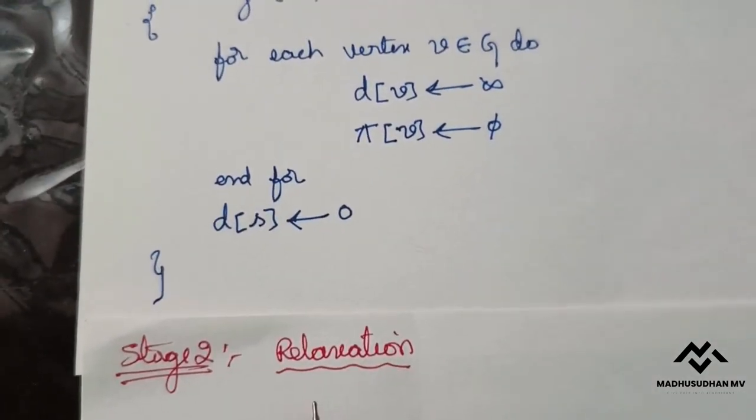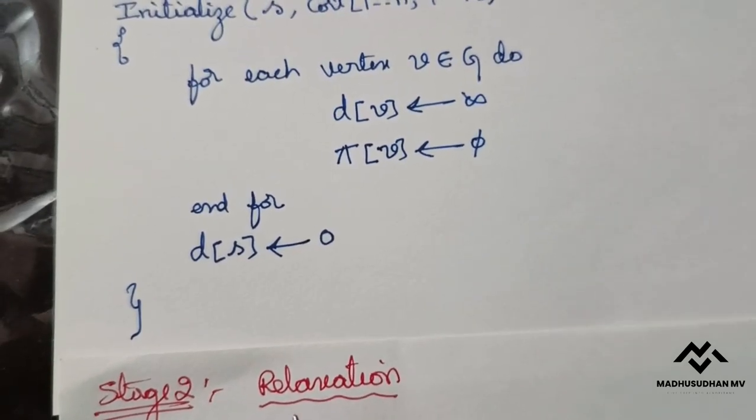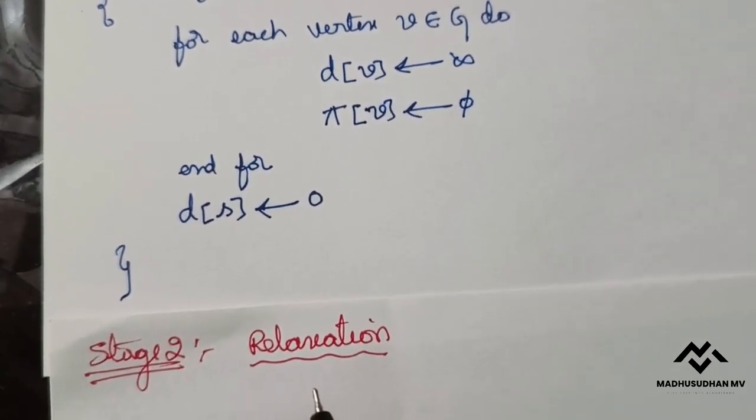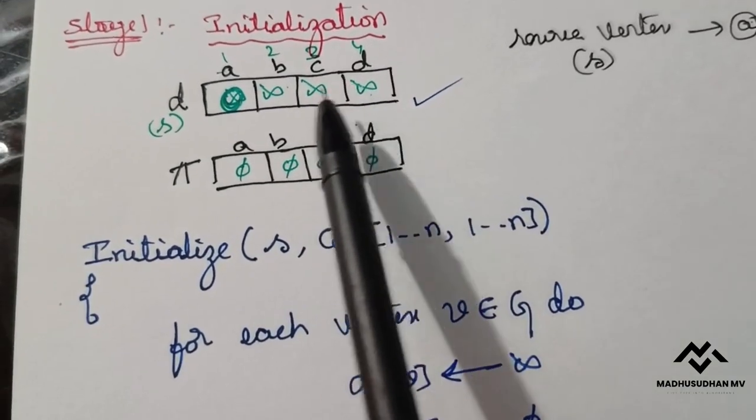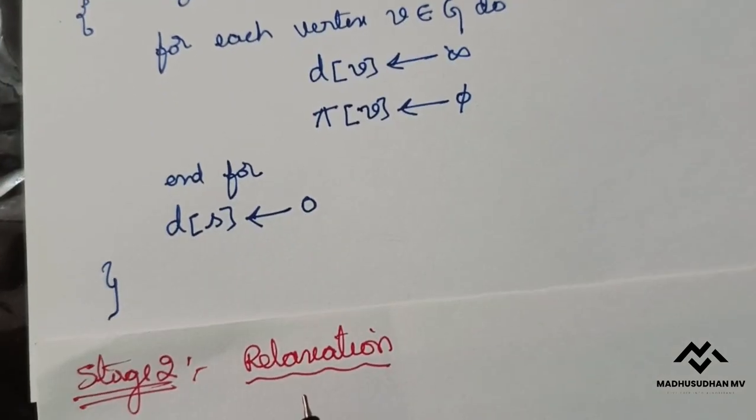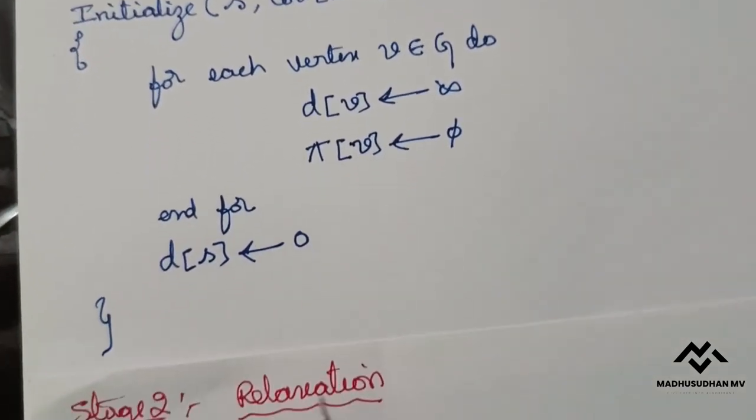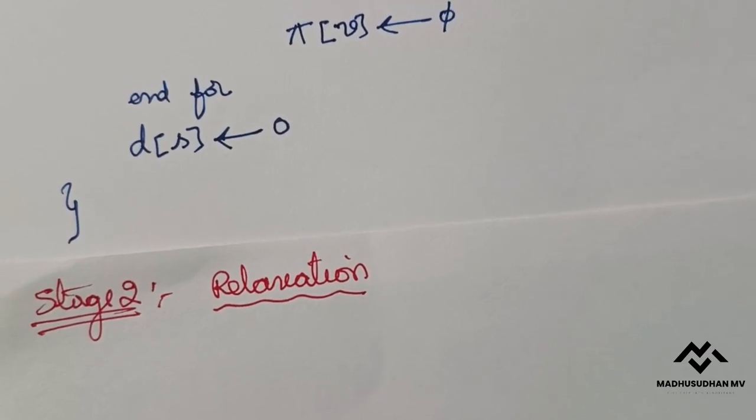Now stage 2, relaxation. During relaxation, what am I doing? For each edge, we are trying to reduce the shorter distance that we found in the previous edge. This shorter distance I need to reduce. So that I will do in relaxation for all the edges n minus 1 times. Okay, so now for that I will write the code first.